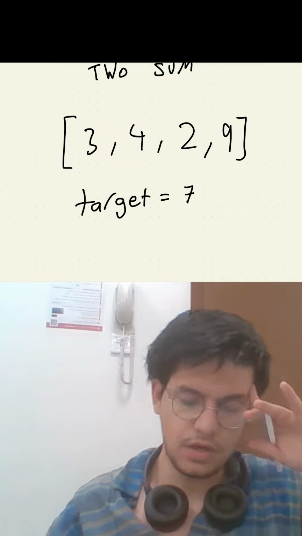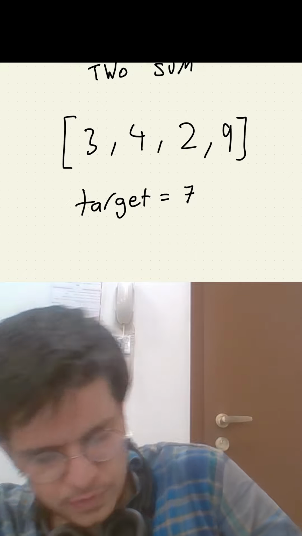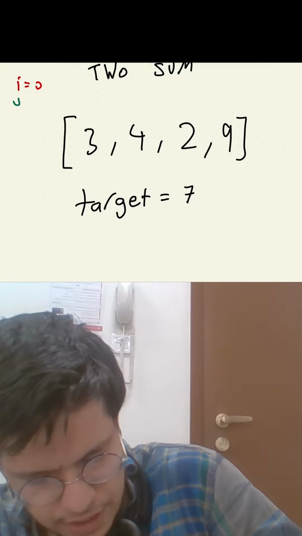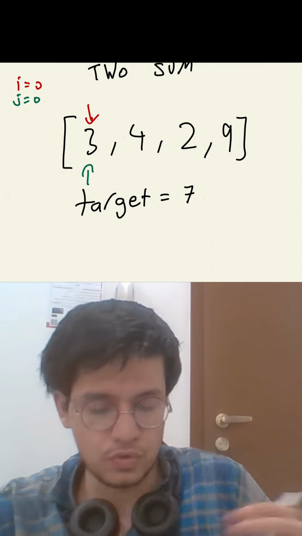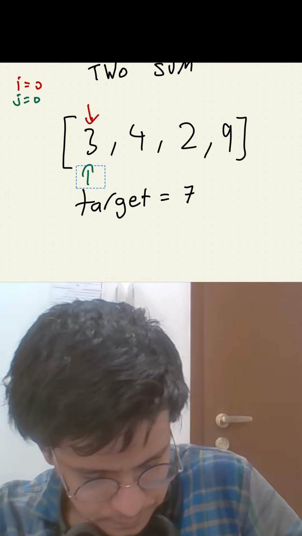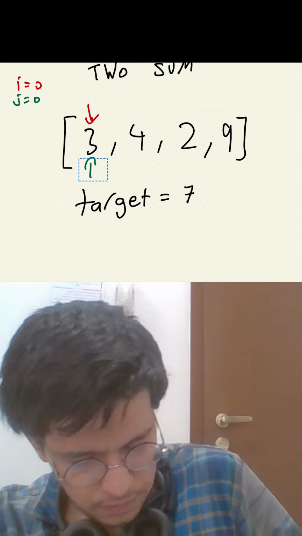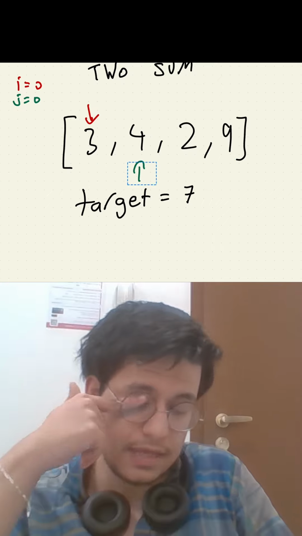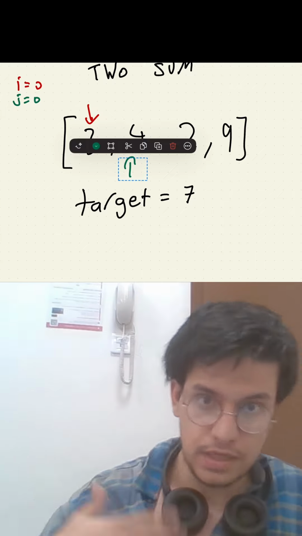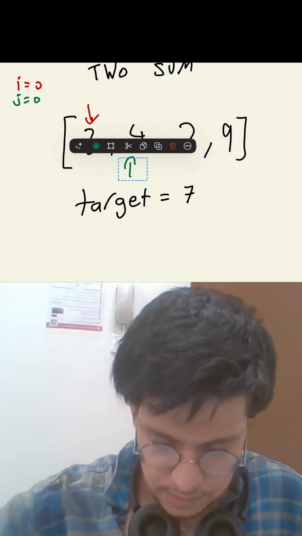Well, at first you might think, all right, we'll put a for loop in here. Great. So we set i equals 0, and j equals 0. Here is our j, here is our i. We nest the j for loop inside of the i for loop. At first, the j goes one by one. 3 plus 3, 6. 3 plus 4, 7. 3 plus 2, 5. 3 plus 9, 12. And you can already see 3 plus 4 is 7. Great, we return the indices 0 and 1, and that's done.